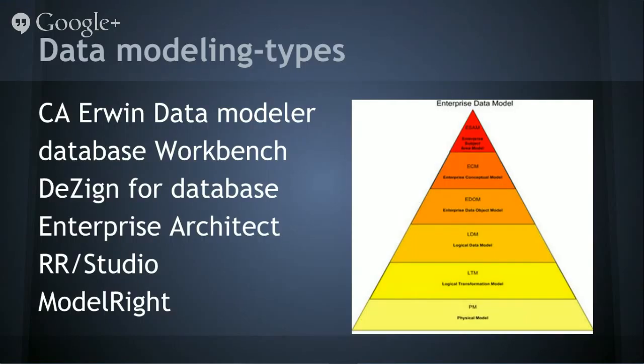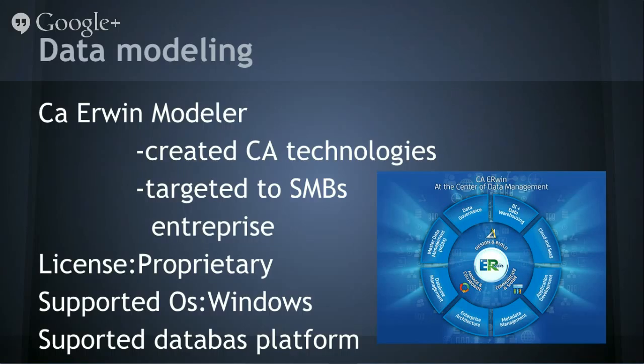For examples, CA ERwin Data Modeler, Database Workbench, Design for Databases, Enterprise Architect, ER/Studio, and ModelRight. Like the CA ERwin Data Modeler, it is created by CA Technologies and targeted to SMBs and enterprises. Its license is proprietary. Windows is the supported OS. It has many supported database platforms like Access, Informix, Ingres, Oracle, and more.